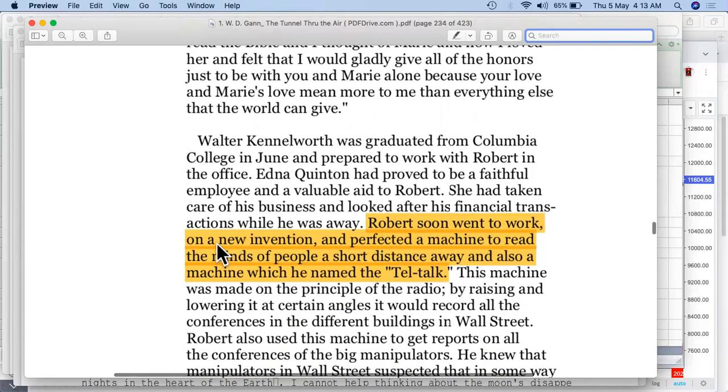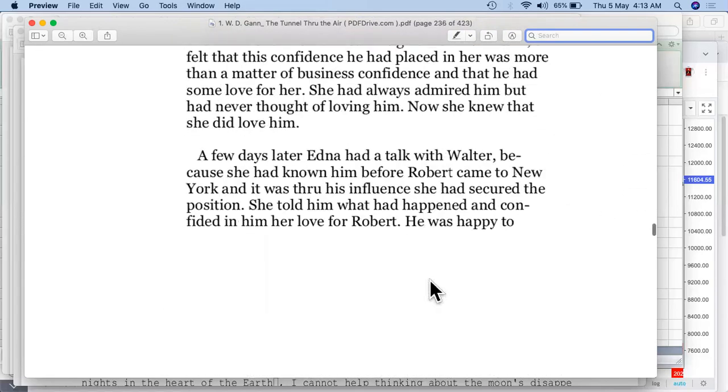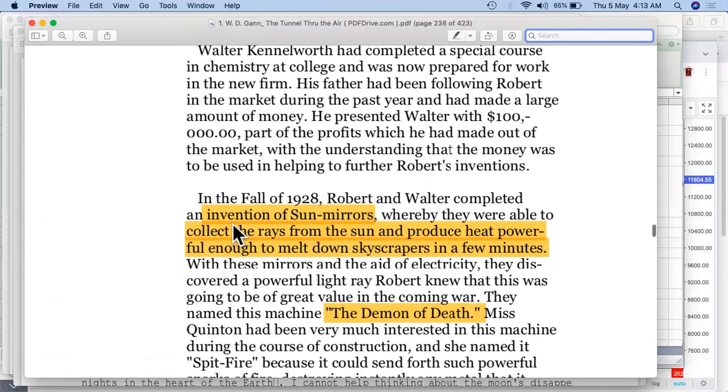And he built planes which were at an average speed of 300 miles per hour. Robert soon went to work on a new invention and perfected a machine to read the minds of people. He called it Teletalk. He also used that during wartime, which probably came up later on. He had an invention of a sun mirror, which collected the rays from the sun and produced heat powerful enough to melt down skyscrapers in a few minutes. He called it the demon of death, right?